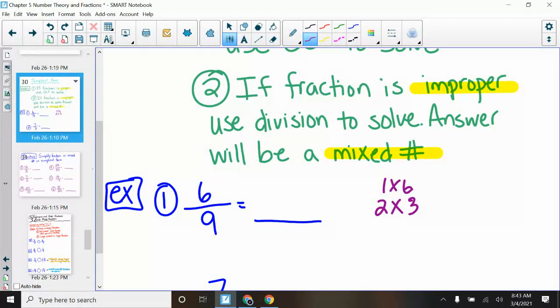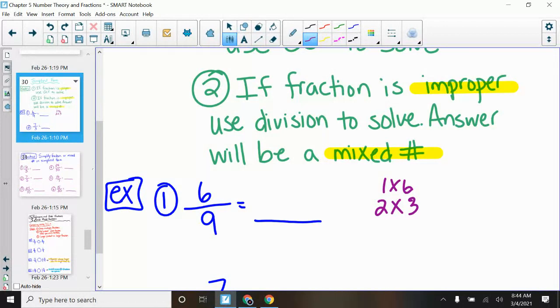All right, so those are the factors for 6. But now I have to see what the factors are for 9, because remember, I have to find the greatest common factor between these two, 6 and 9. So what are 9's factors? Who can tell me?